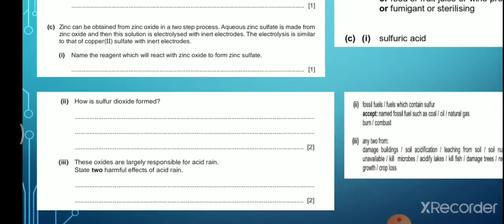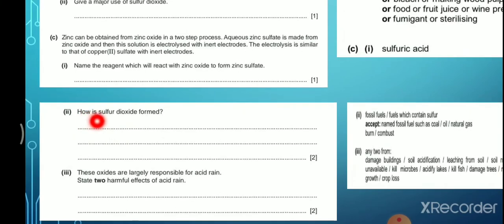Next question. How is sulfur dioxide formed? So nothing but by burning or combustion of fossil fuels containing sulfur, for example coal, oil or natural gas. In this way you can make a sentence and write here. You will get 2 marks.